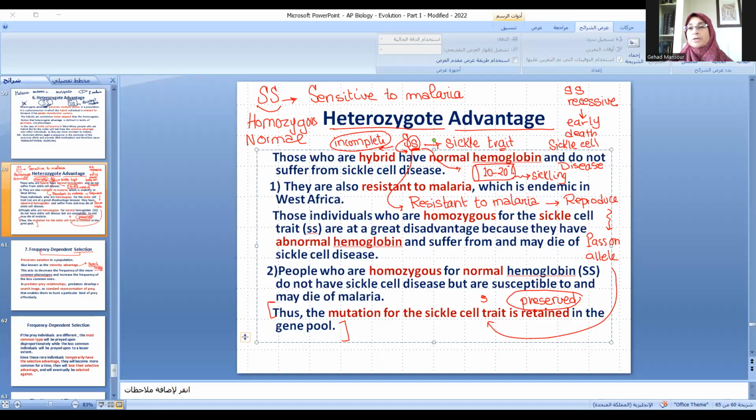Hello, this is our third session of evolution, and I'm repeating the slide on heterozygote advantage because there is a certain concept that I want to deliver today. In heterozygote advantage, meaning that when you are hybrid, then this simply means that you have a certain advantage in your population. I'm sorry, I have to make sure that I am sharing the proper screen.